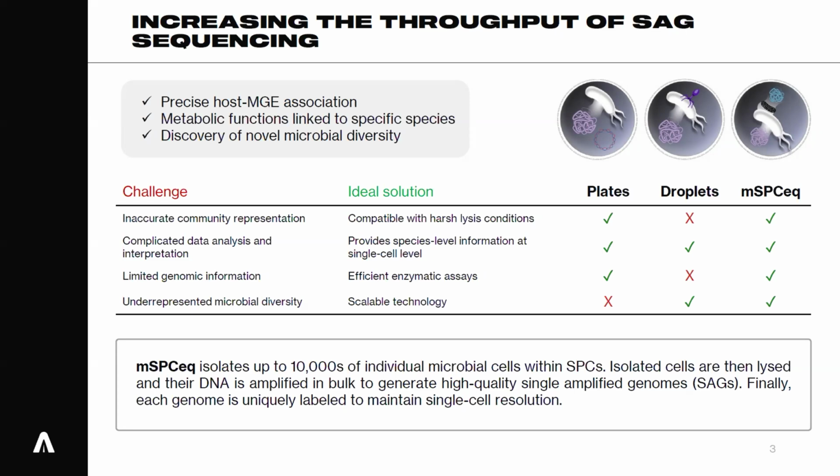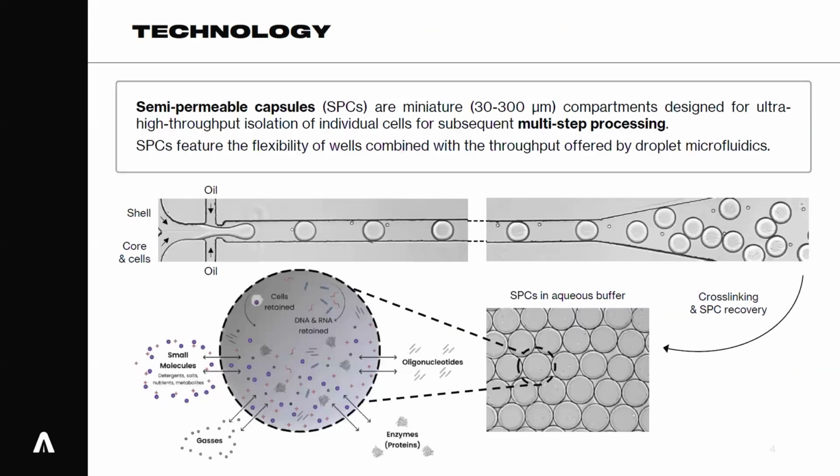So I will describe the underlying technology behind MSPC. This is semi-permeable capsules, or SPCs. SPCs are miniature compartments that we use to isolate individual cells. These compartments are emulsion templated, meaning that at the very first step of SPC generation, we are creating microfluidic droplets using two aqueous phases. Those aqueous phases contain special polymer solutions, and those polymers are immiscible. Once the droplet is formed, polymer solutions start to phase separate.